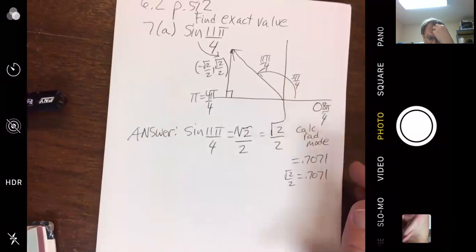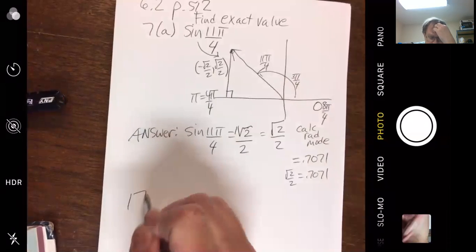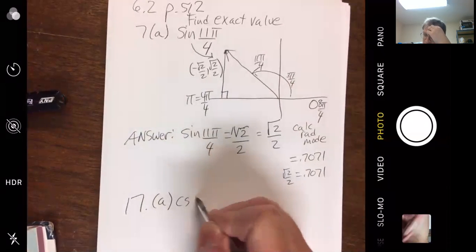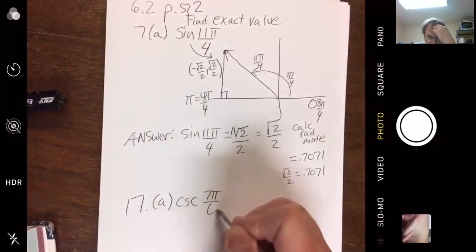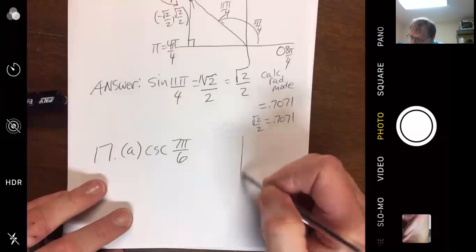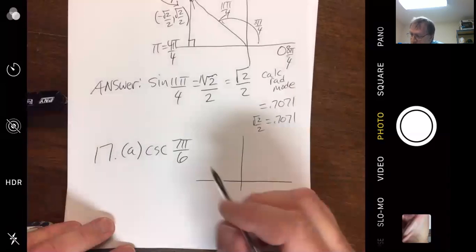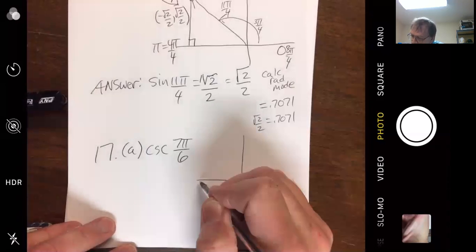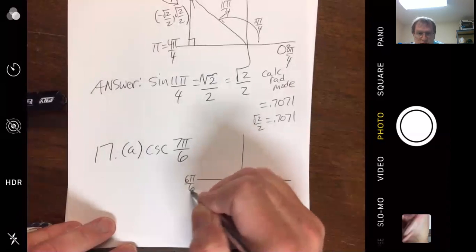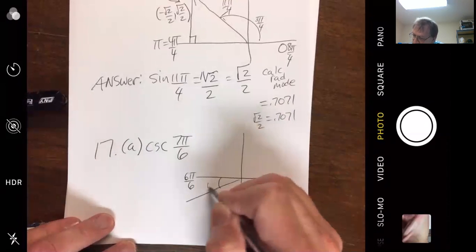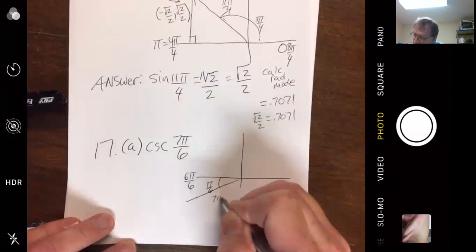How about a strange one? Yeah, how about 17, part A. Cosecant of 7 pi over 6. Well, does everybody know where 7 pi over 6 is? 6 pi over 6, and 7 pi over 6 would be down here, 1 pi over 6 bigger.